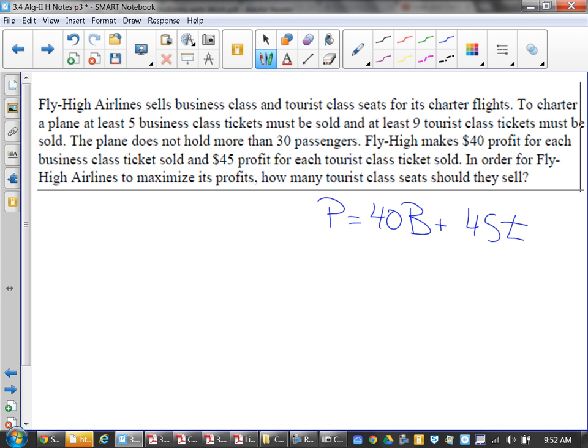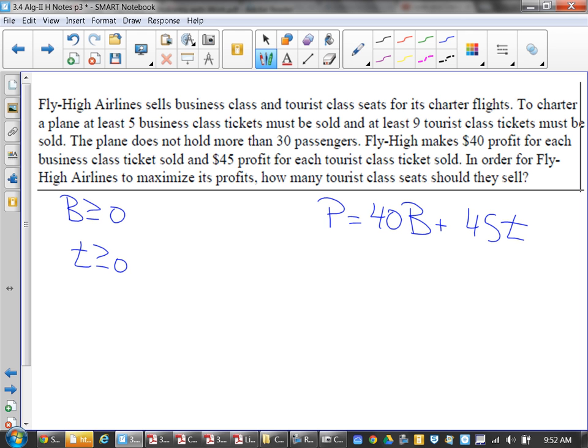Now you're going to come up with all of your constraints. What is it bounded by? Are you ever going to have negative business or negative tourist tickets? No. So it's a first quadrant problem. So we know that your business class will always be greater than or equal to 0. Same with the tourist seats will be greater than or equal to 0. I'm just starting with this, okay? Because a lot of times you don't have that other information.